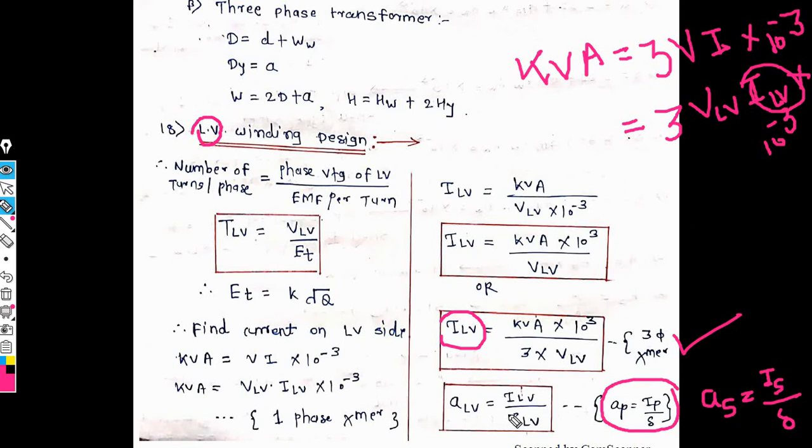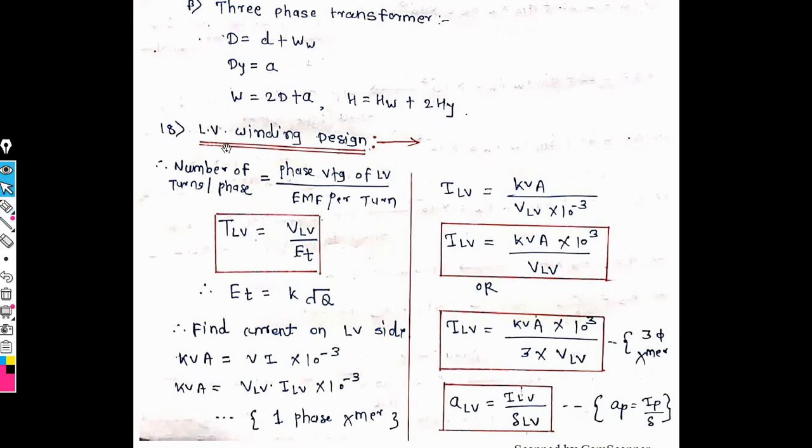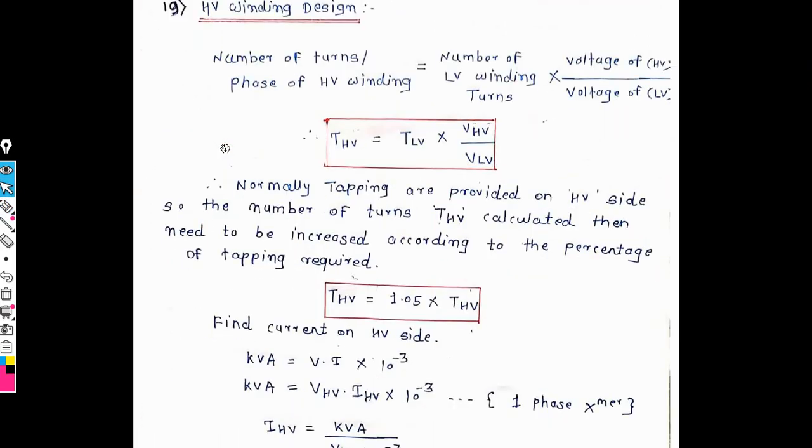In a single phase transformer, this KVA rating is used for the single phase transformer, and this is the KVA rating of the three phase transformer. This is the low voltage winding design of the single phase transformer and three phase transformer. Now we are going to the high voltage winding of the transformer. This is the high voltage winding design.